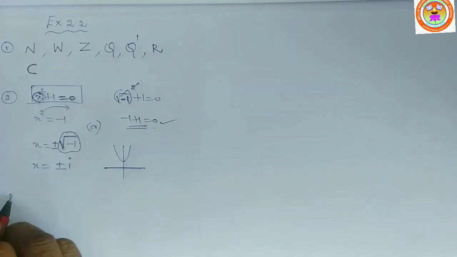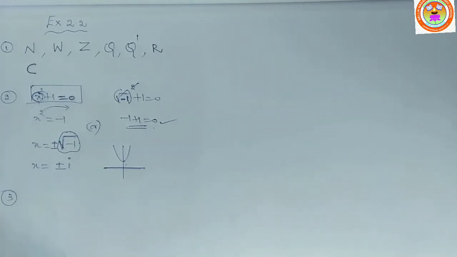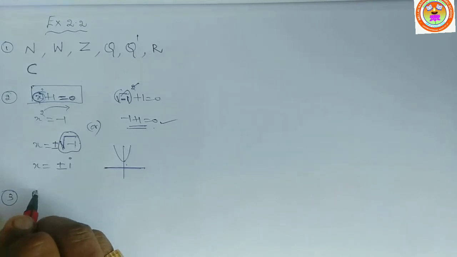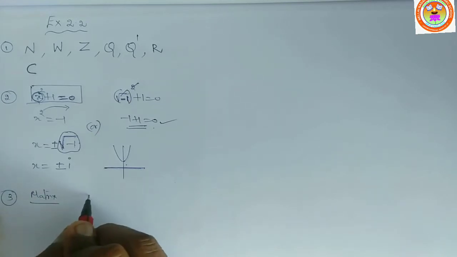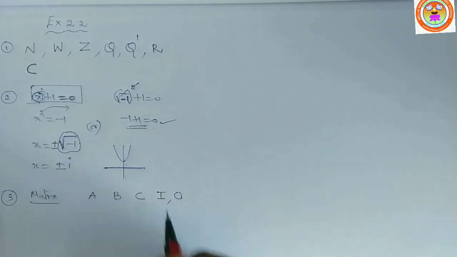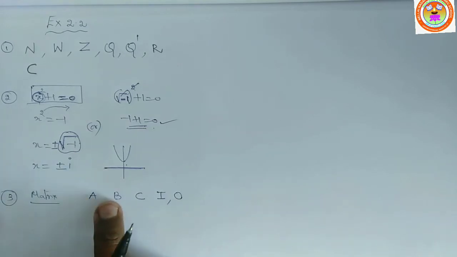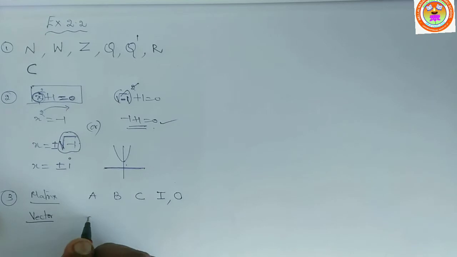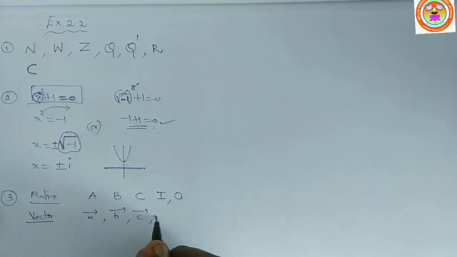So the third one, the general form. For example, for matrix representation, if you want to represent a matrix, we will represent it as capital A, capital B, capital C, capital I, and O. For example, identity matrix, 0 matrix, A matrix, B matrix, C matrix. If we need to represent a vector, we can represent A vector, B vector, C vector, N vector. We can represent a vector OP.